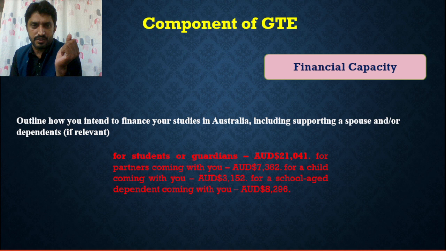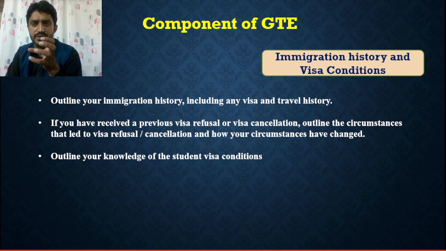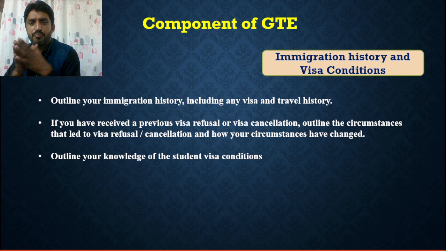The next component of GTE is immigration history and visa conditions. Here you can answer this section in three ways. Outline your immigration history, including any visa and travel history, and that will increase your chances of being granted a visa. If you have received a previous visa refusal or visa cancellation, outline the circumstances that led to the visa refusal.